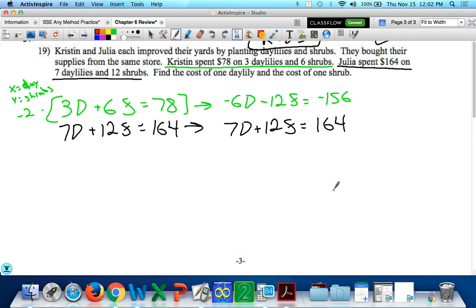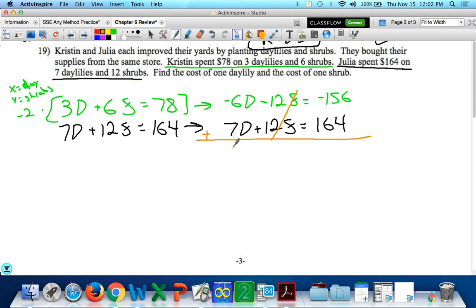This is where we're on this problem. We're talking about all these daylilies and these shrubs, okay? And I just multiplied this top equation by -2. That's because I was attacking these S variables, trying to get them to eliminate, okay? And I've done that now. I can see that because when I add my equations together, these are going to go away, okay?